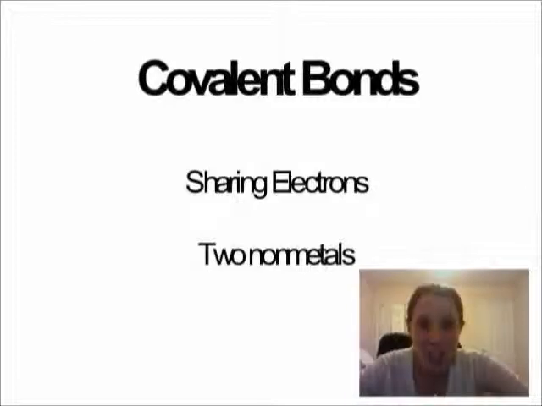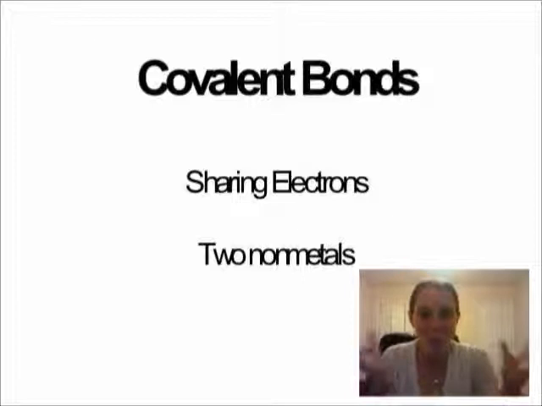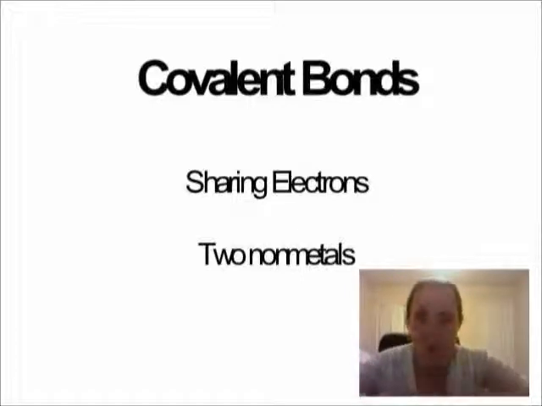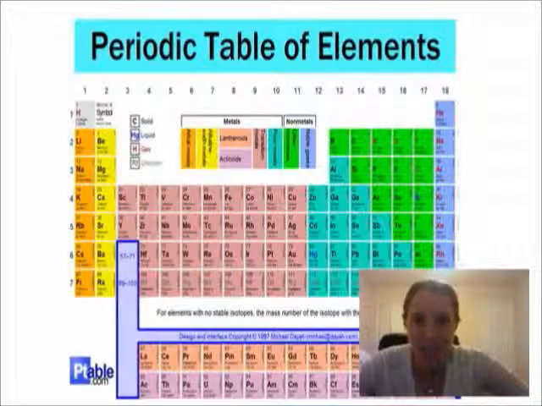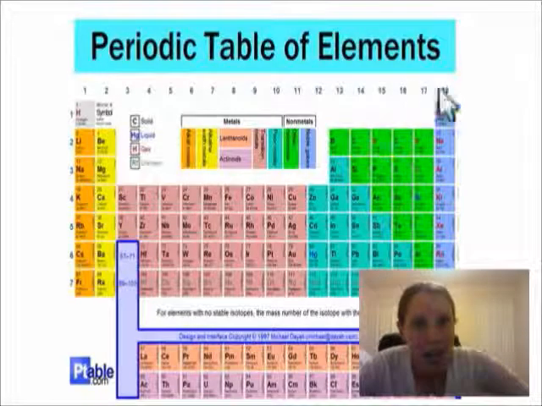Now, the other type of bond that can form is something called a covalent bond. Covalent bonds, instead of one atom giving and another one taking the electron, both atoms put some electrons in the middle and they share them in order to make them both happy and both have that magic 8. And these bonds tend to form between two nonmetals. So again, let me flash back to my periodic table. Remember, the nonmetals are these guys over here, as well as hydrogen.